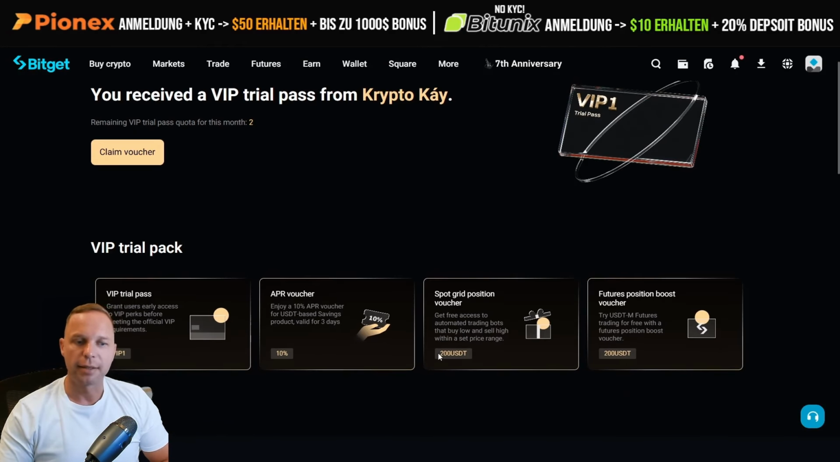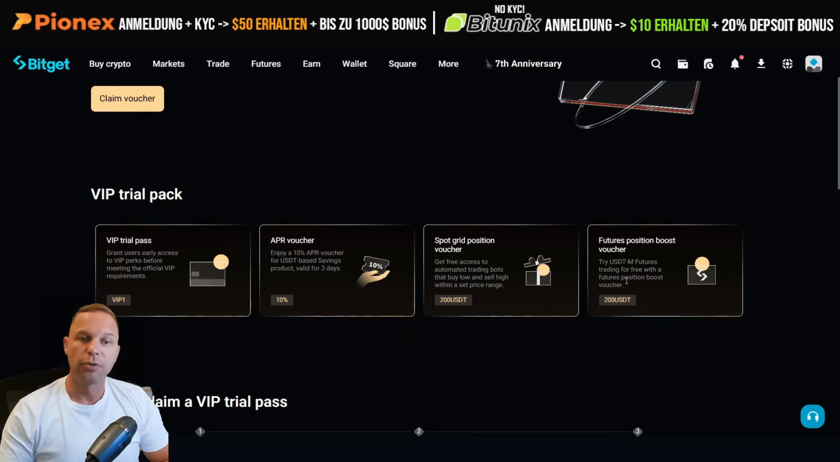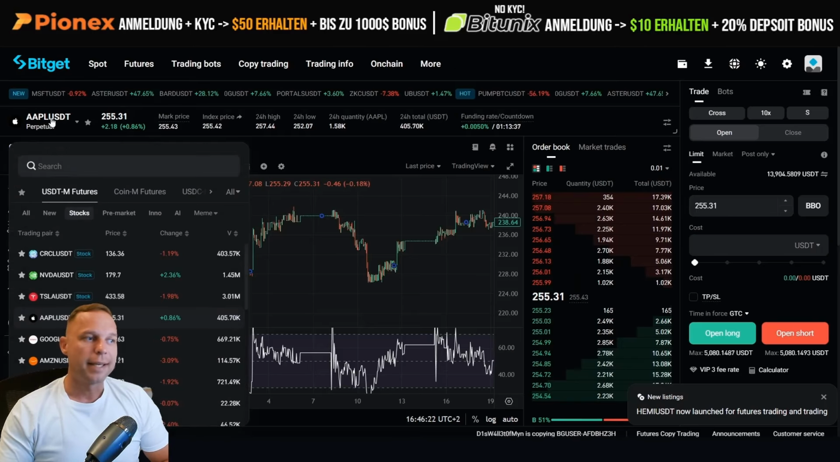In this case, you get $200 as a voucher for a trading bot and $200 as a voucher for a USDT trade. And this futures position boost voucher can also be used for real-world assets. And in this case, as you can see here, this is also a futures position for USDT, just with Apple.